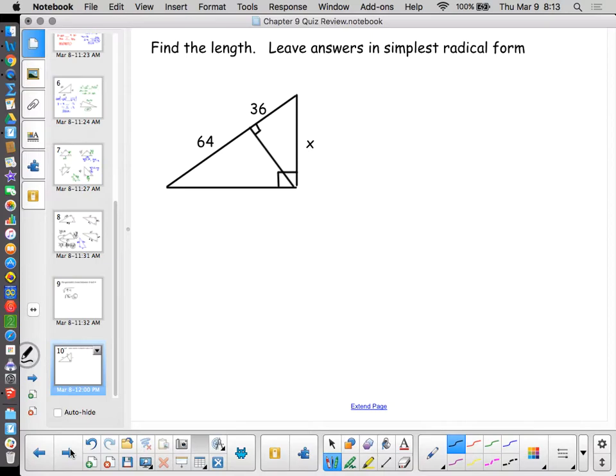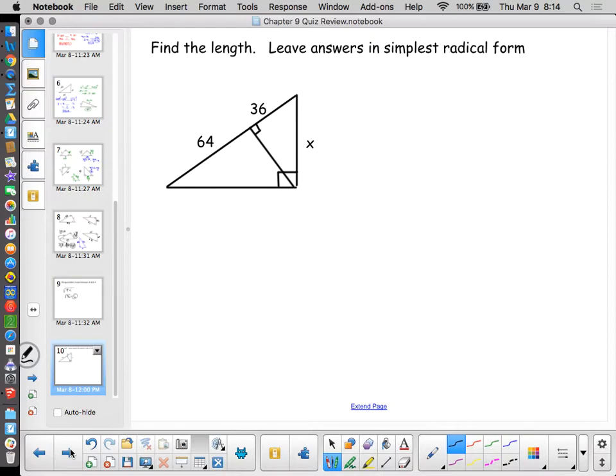Finally, find the length, leave the answer in simplest radical form. Now you'll notice that this is like one problem on the review sheet here? I'm sorry. Maybe I didn't get my review finished with this. That's okay, we'll write the other one then. It's 4 problems on the review sheet. The review sheet's usually about twice as long as the quiz. So just kind of remember that. Not as many problems on the quiz.